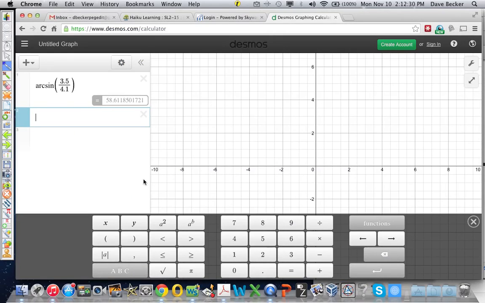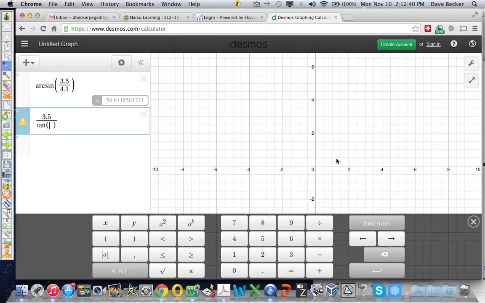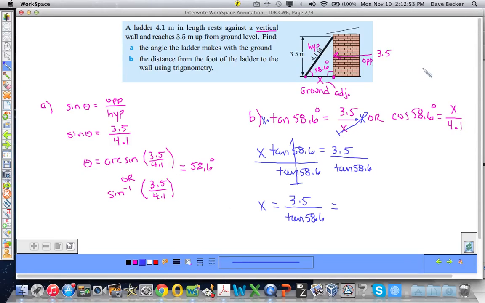So that's going to be 3.5 divided by function tangent 58.6. You don't have to worry about degrees because it's all done already when we did it the first time. And rounding to the nearest tenth, we're going to get 2.1 meters, which seems reasonable given the other lengths. So this will be 2.1.